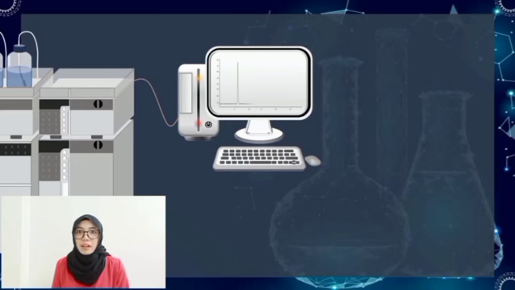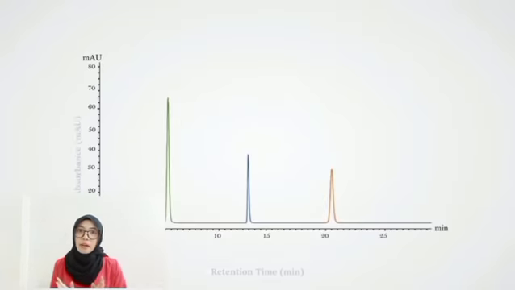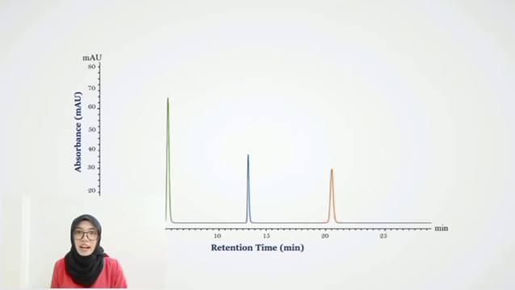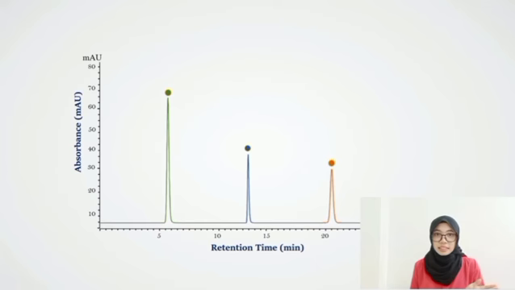The final data will be displayed based on the software in the computer. The number of peaks present indicates how many components are in the mixture. The x-axis shows the time taken for the analytes to pass through the column and reach the detector. The y-axis, or area of the peak, indicates the amount of specific analyte that is present.